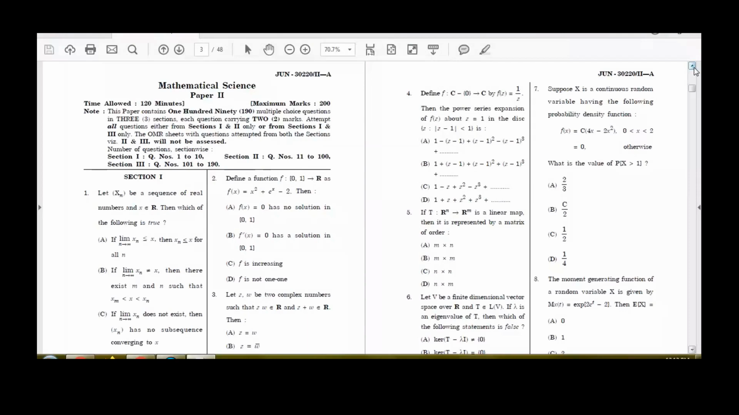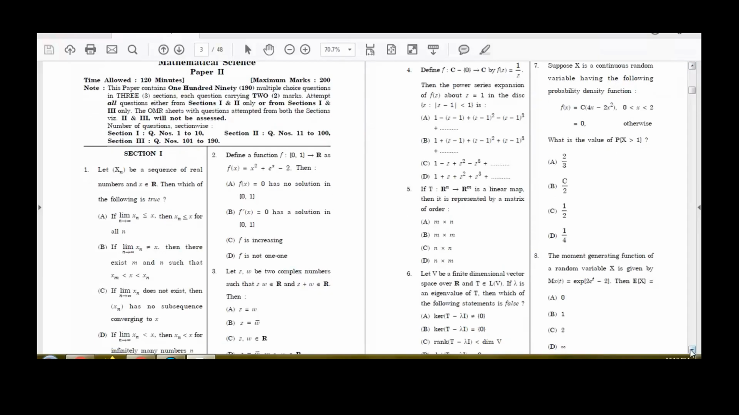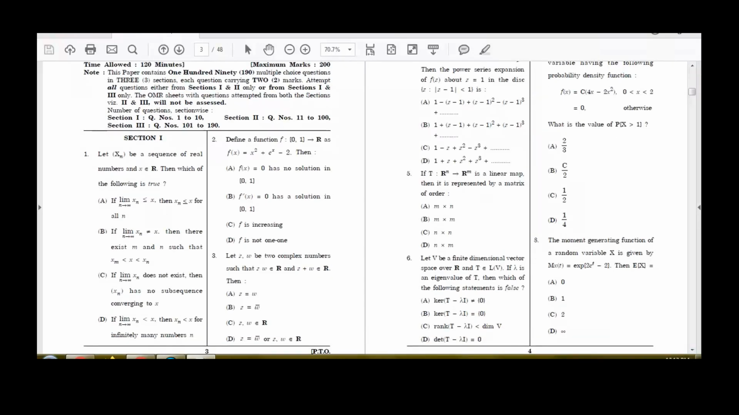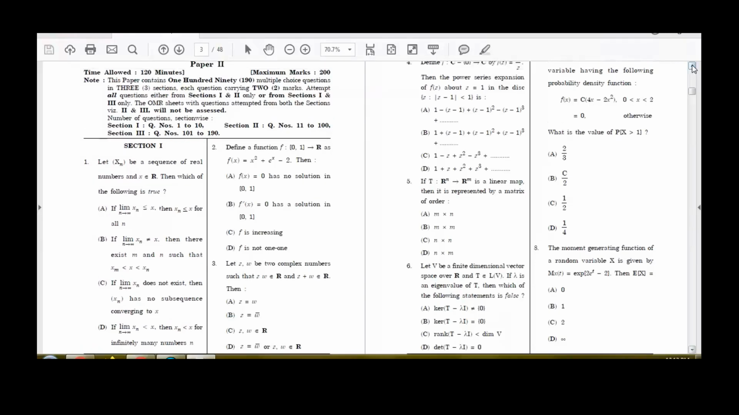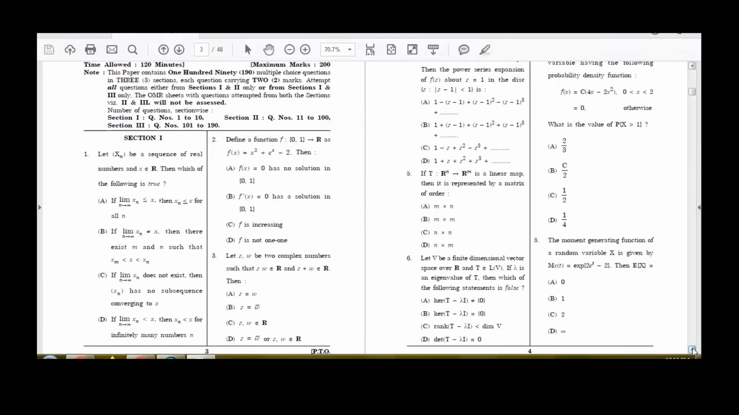So in our series we will focus only on mathematics, and in this video we'll solve questions from section 1. So the questions from section 1 are the questions numbered from 1 to 10. Let's start with the very first question. Since we have 120 minutes for 100 questions, ideally we have 72 seconds for each question. So let's try to attempt each question in that time frame and understand the solution.